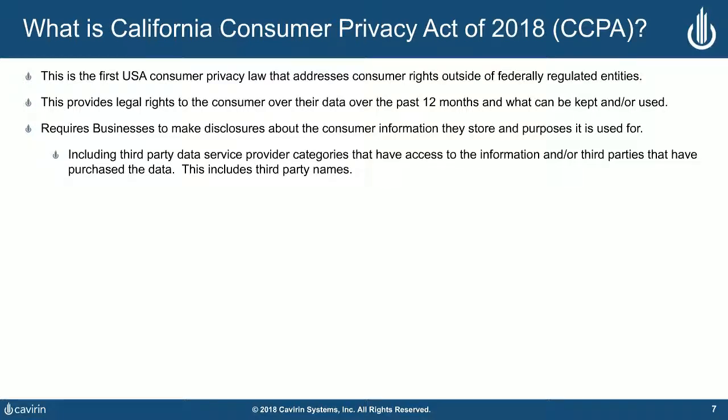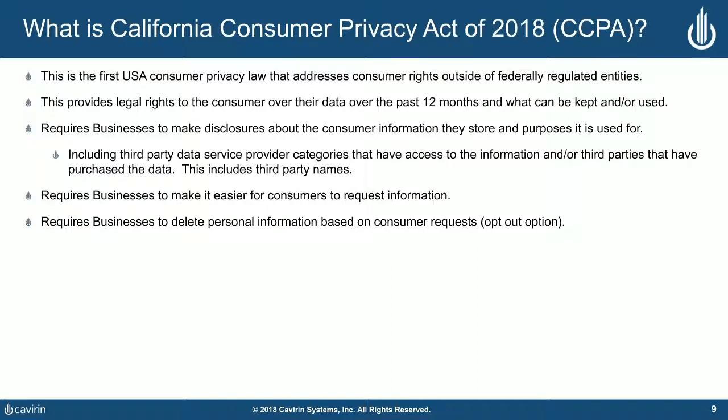It also includes third-party providers, in terms of, you have to notify them of what categories of third-party providers you've been providing the data to and their names. This way the consumers know where their information has gone. Beyond that, businesses have to make it easier for consumers to request their information. We'll discuss that in the requirements later on. Businesses also have to delete personal information based on consumer requests, and that includes an opt-out option.